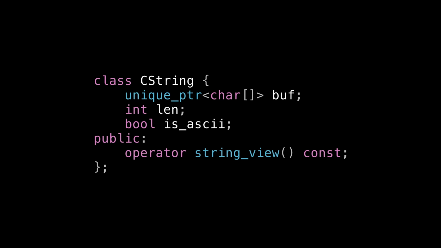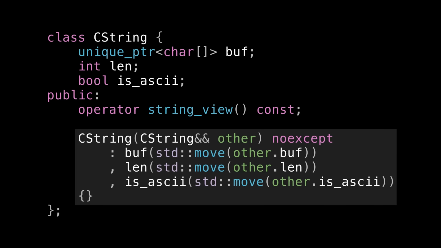What it's going to do is move from each member of the source. It's going to move the unique pointer into ours. It's going to move the int and the bool, which don't do anything special when you initialize them with our values, so those are just copies. But the unique pointer is special. In fact, the standard library strengthens the policy for unique pointer. A move from unique pointer is guaranteed to be null.